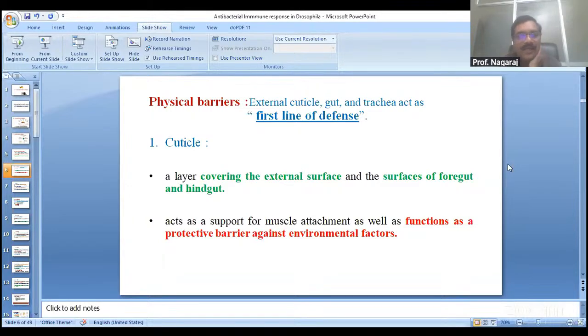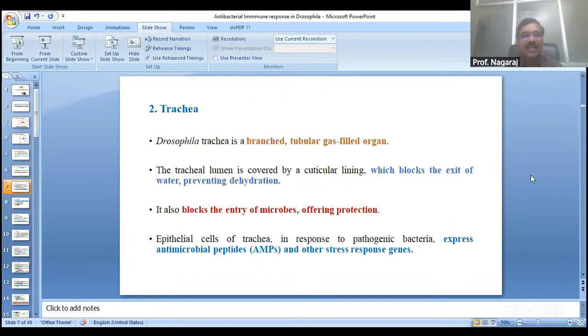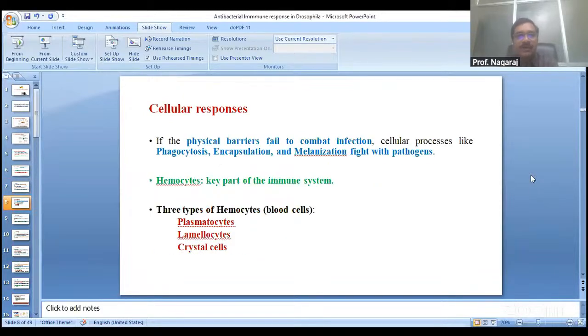Physical barriers act as the first line of defense, which include the cuticle, gut, and trachea. Cuticle is a layer covering the external surface and the surfaces of foregut and hindgut, and acts as a support for the muscle attachment as well as functions as a protective barrier against environmental factors. Trachea is a branched tubular gas-filled organ. The tracheal lumen is covered by cuticular lining, which blocks the exit of water, preventing dehydration. It blocks the entry of microbes, offering protection.